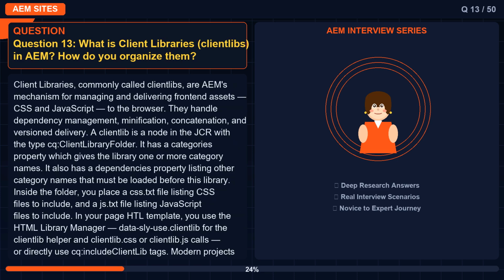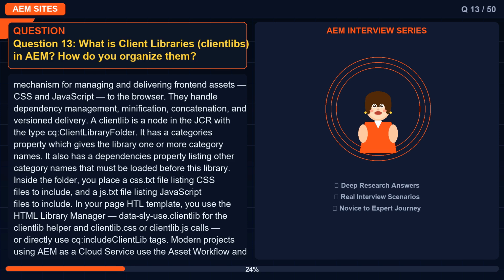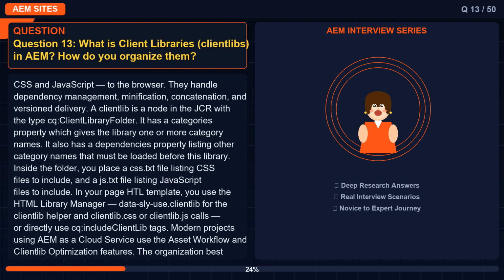Question 13. What are client libraries, Clientlibs, in AEM? How do you organize them? Client libraries, commonly called Clientlibs, are AEM's mechanism for managing and delivering front-end assets, CSS and JavaScript, to the browser. They handle dependency management, minification, concatenation, and version delivery.